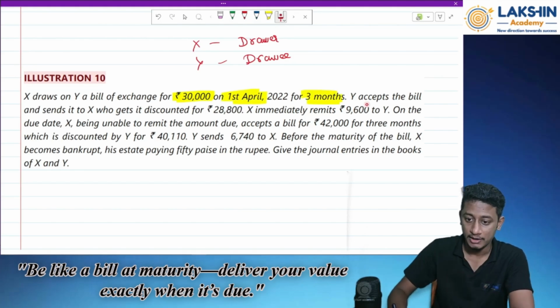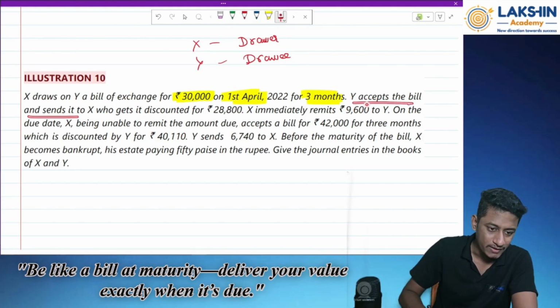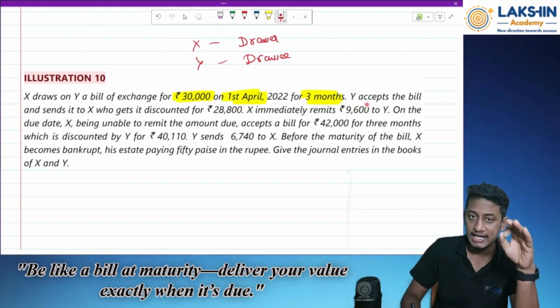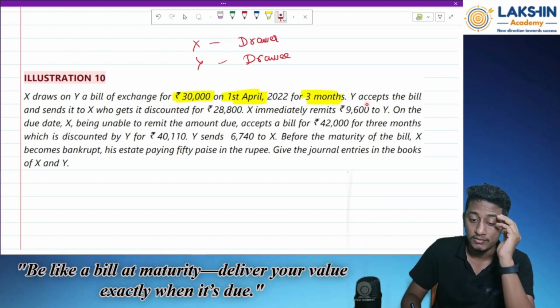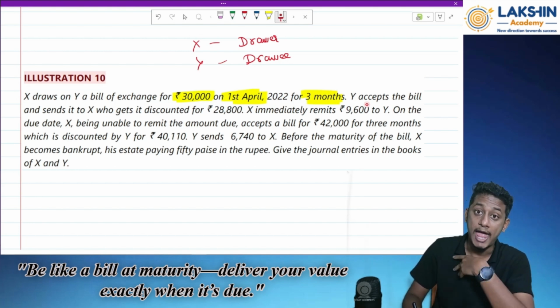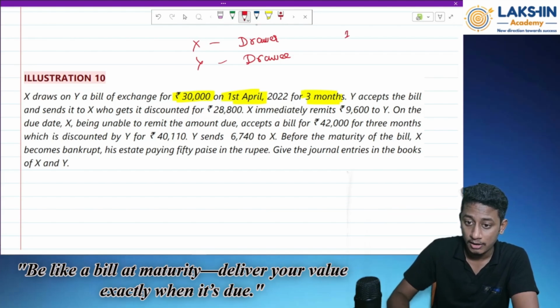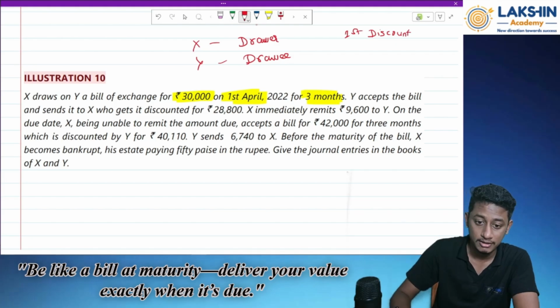Okay, fine. Then Y accepts the bill and sends it to X, who gets it discounted for rupees 28,800. So is there any sale transaction given in the question? No. That means we will assume that it is an accommodation bill. Now he has got it discounted for rupees 28,800. So what is the first discount? First discount is charged. How much is it? 28,800 minus total bill value. It will be rupees 200. 200 is the discount value. Okay, for the first case.